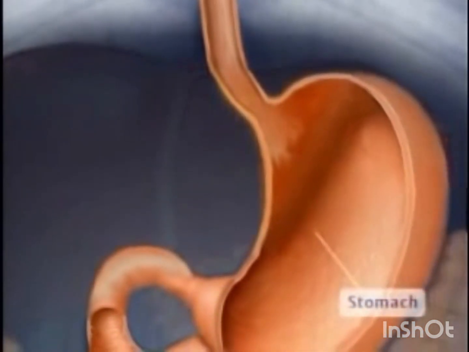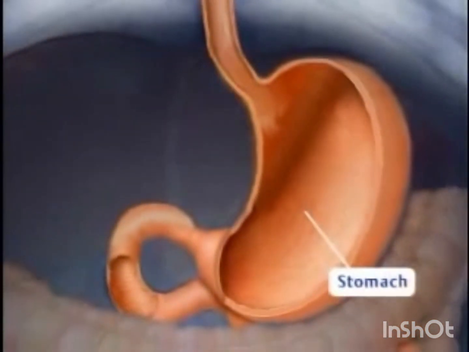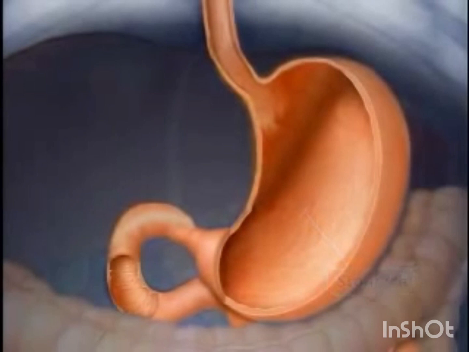The esophagus leads into the stomach, which is a sac shaped like the letter J. This is where food is stored and where stomach juices start digesting the solid food into a liquid mixture.